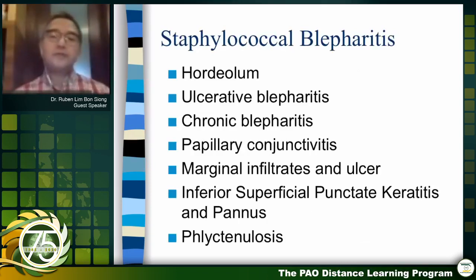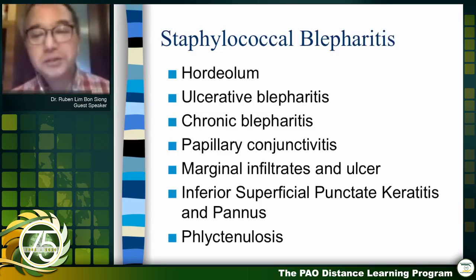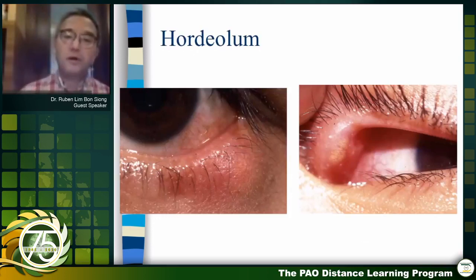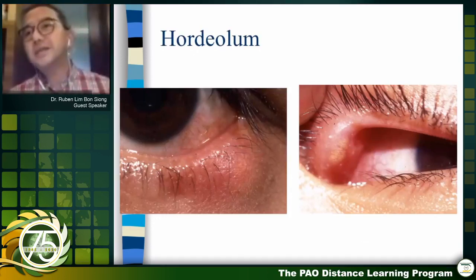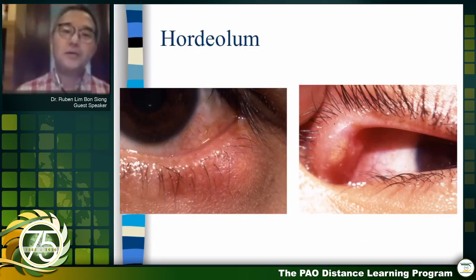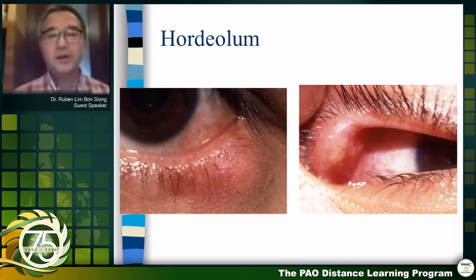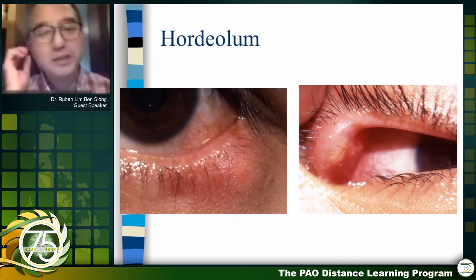Staph blepharitis has a lot of complications or associated diseases like hordeolum, ulcerative blepharitis, chronic blepharitis, papillary conjunctivitis, marginal infiltrating ulcers, inferior punctate keratitis, and phlyctenulosis. We'll discuss these one by one. One of the most common cases, as my residents asked, that patients go for teleconsult is hordeolum. Why? Because it's painful. There's a mass. It's tender. As always, if it's painful, patients would seek consult.